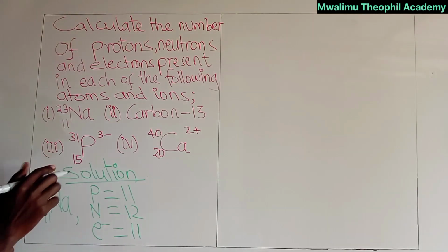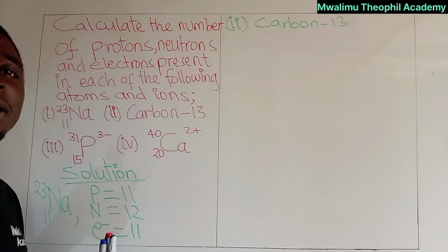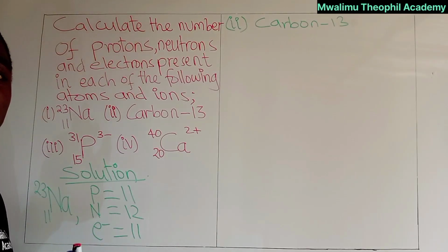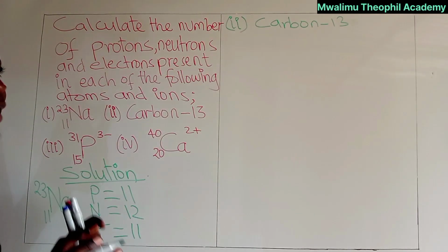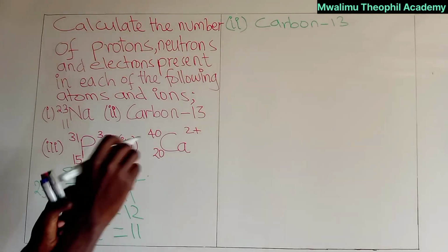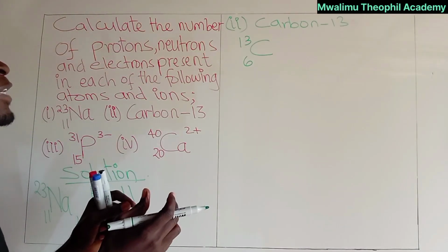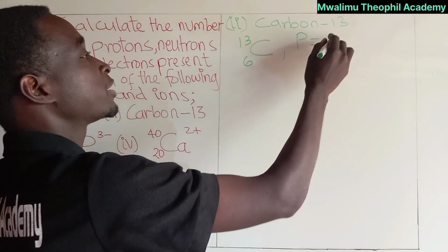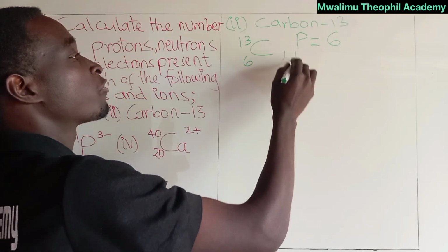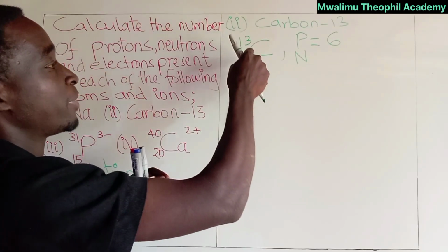After that, let us see carbon-13. Carbon-13 is one among the isotopes of carbon, whereby we have 3 isotopes: carbon-12, carbon-13, and carbon-14. Here, we're required to deal with carbon-13. Let us see the nuclide notation of carbon-13. From this nuclide notation, the number of protons is equal to atomic number, which is 6. The number of neutrons is equal to mass number minus atomic number, which is 13 minus 6.